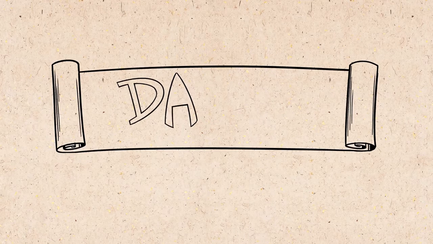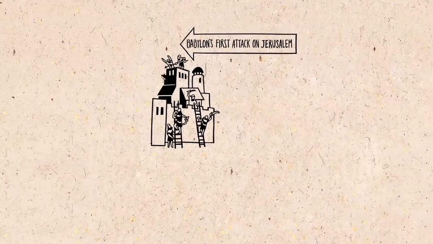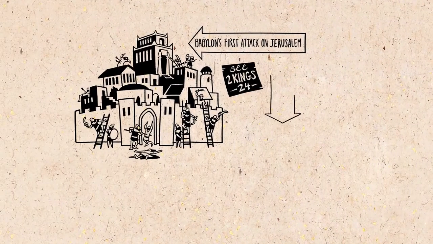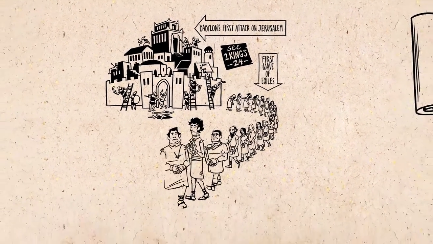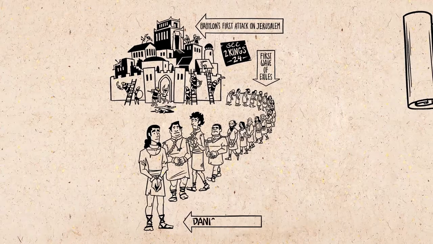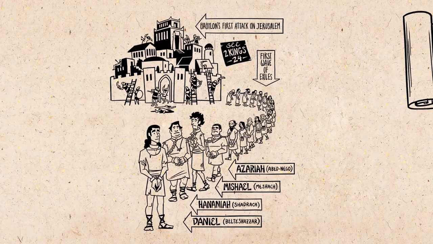The book of Daniel. The story is set right after Babylon's first attack on Jerusalem, when they had plundered the city and its temple and taken a wave of Israelites into exile. Among them were four men from the royal family of David: Daniel, who's later named Belteshazzar, and his three friends, who you probably know by their Babylonian names, Shadrach, Meshach, and Abednego. This book tells of their struggles to maintain hope in the land of their conquerors.